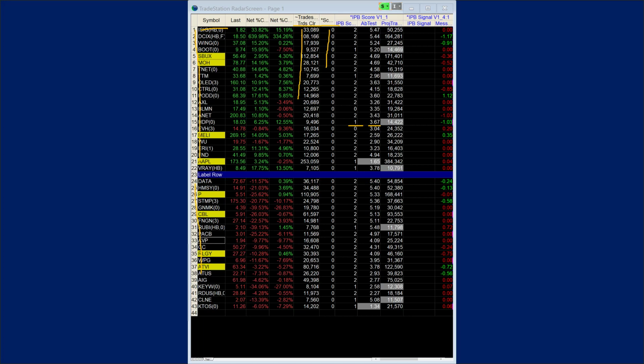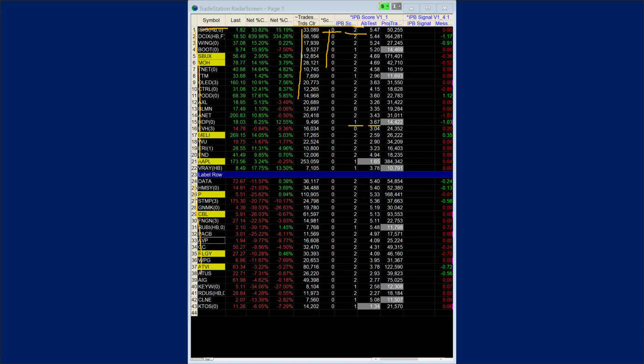And what's good about this particular column is it updates dynamically. So it's not my judgment, it's an algorithm that's triggering that. The ideal situation will be when you have a 1 in the score column and a 2 in this IPB score column, adding up to a 3. Those are the best candidates.